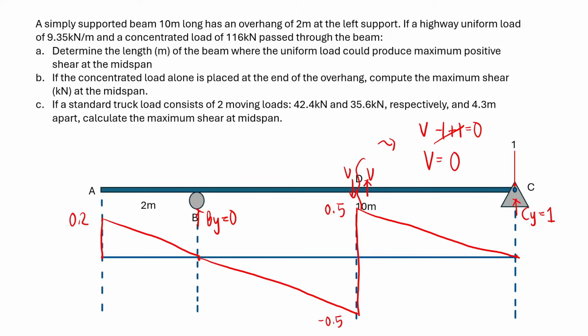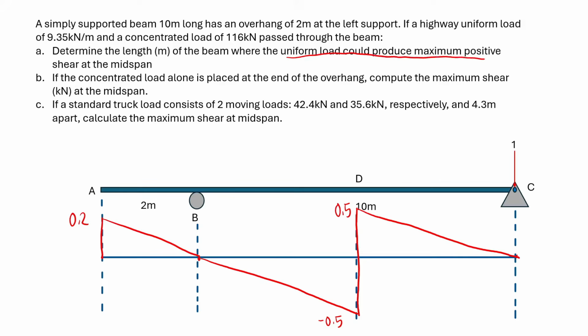And so now, we'll be able to calculate A, B, and C. And so let's just erase these, and then we'll now focus on our influence line. Now first, we have to determine the length of the beam where the uniform load could produce maximum positive shear at the midspan. Now how are we going to solve this? We'll just actually look at our influence line.